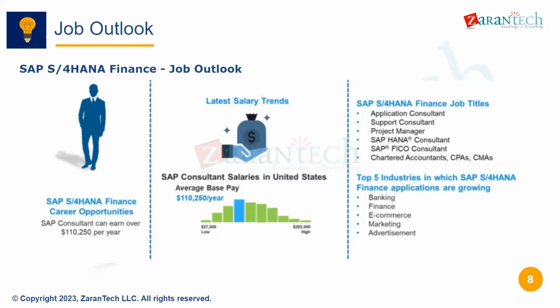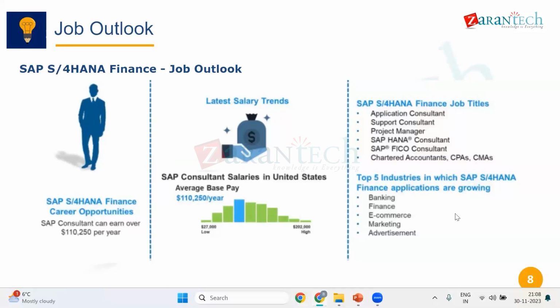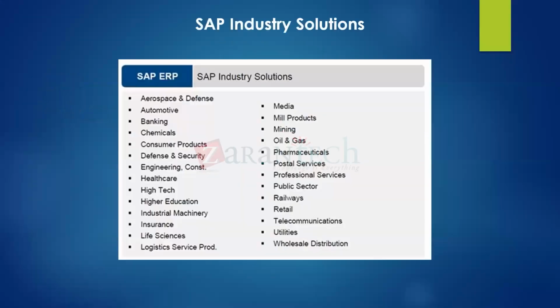So these are the top 5 industries. Actually, SAP has its software available in several industries. So these are the industry solutions. More than 30 industries have SAP software available, because each industry can have different things.